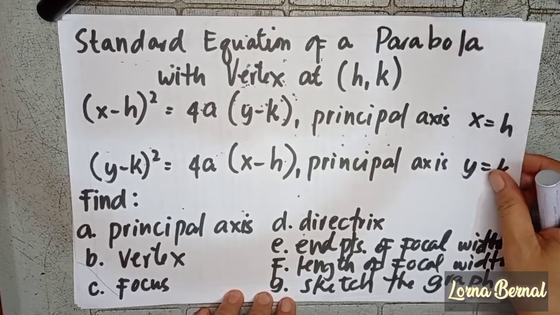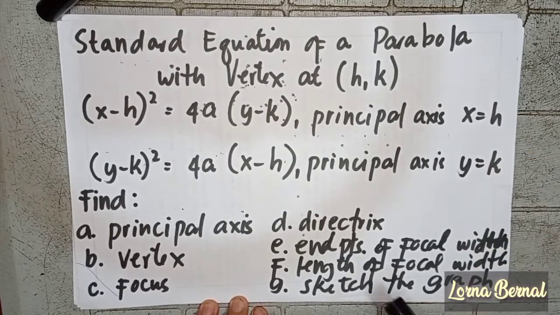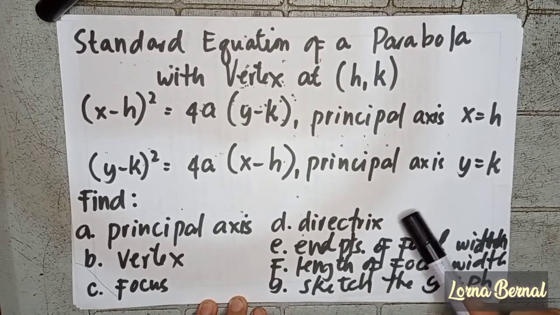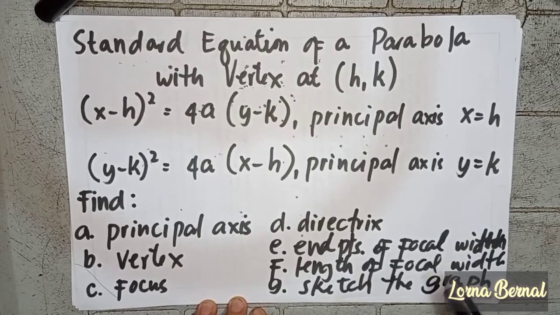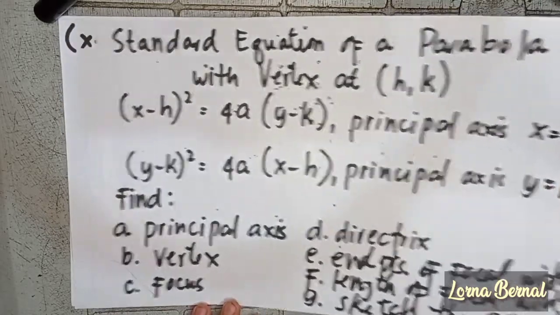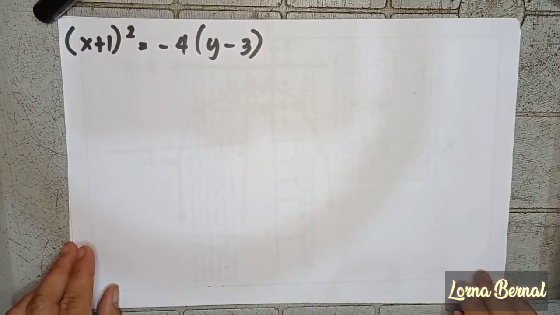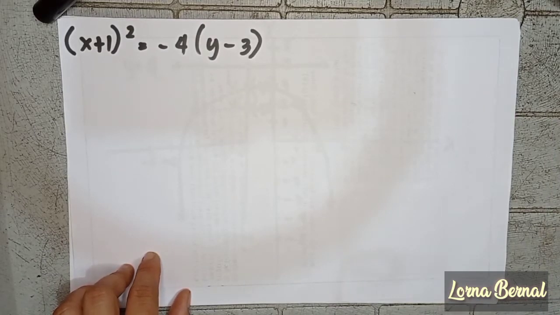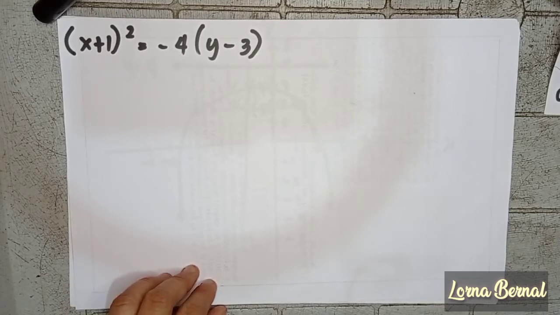So let's take a look at the example. In this example, we are going to find the principal axis, the vertex, the focus, the directrix, the endpoints of the focal width, the length of the focal width, and then finally we are going to sketch the graph. So let's try solving the equation (x + 1)² = −4(y − 3).